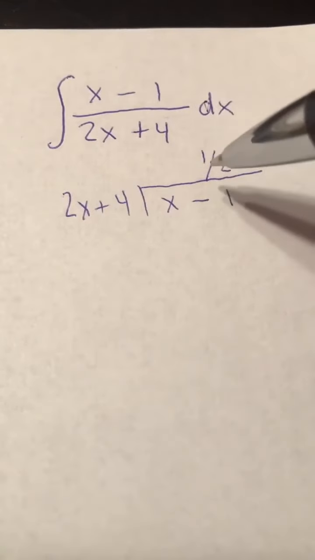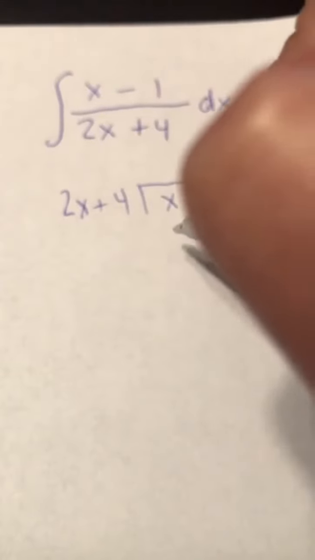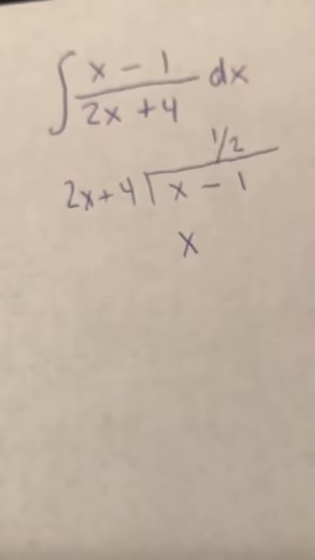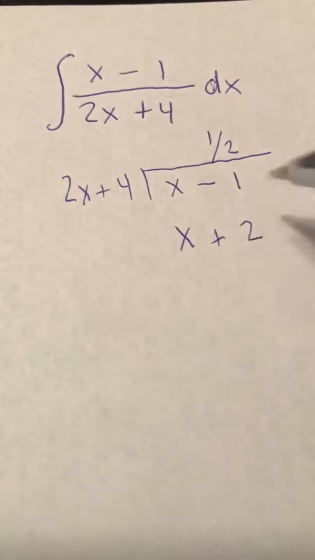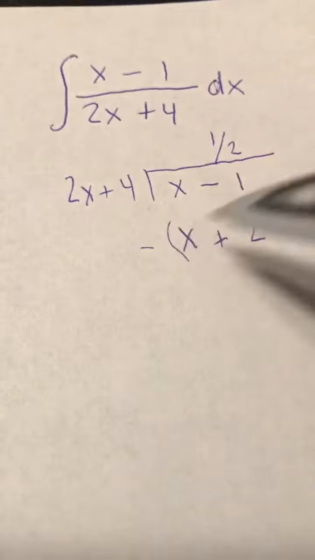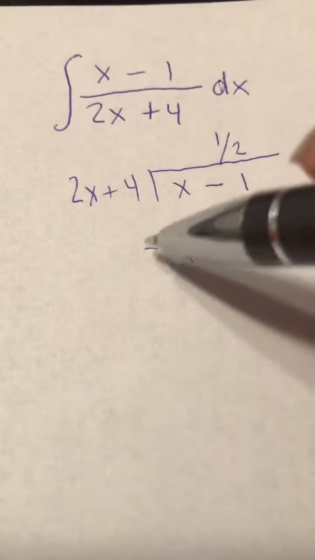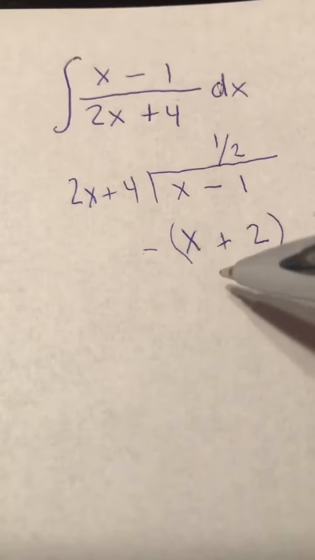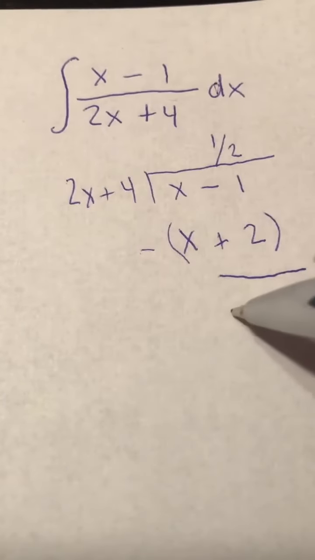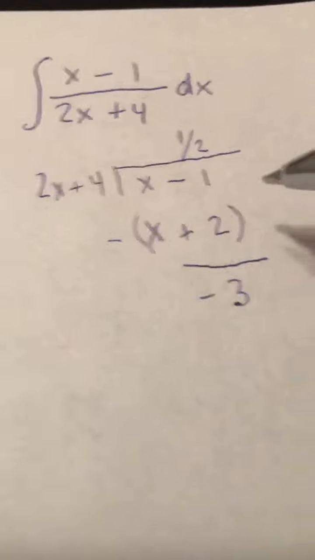And when you do x divided by 2x, you put that number on the top, and then if you remember long division, you take this number and you multiply it to these two terms. So 1/2 times 2x is x, and 1/2 times positive 4 is positive 2. And then if you remember in long division, you subtract that answer. So x minus x is going to cancel out. -1 minus 2 is going to be -3, and then that's going to be your remainder.